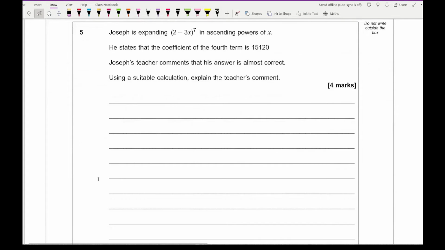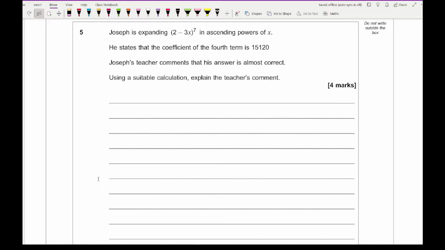Then moving on to question 5, it says Joseph is expanding 2 minus 3x to the power of 7 in ascending powers of x. He states that the coefficient of the fourth term is 15,120. Joseph's teacher comments that his answer is almost correct. Using a suitable calculation, explain the teacher's comment.